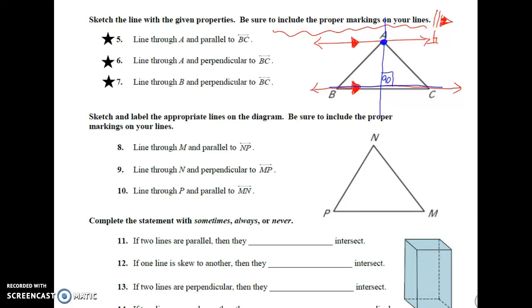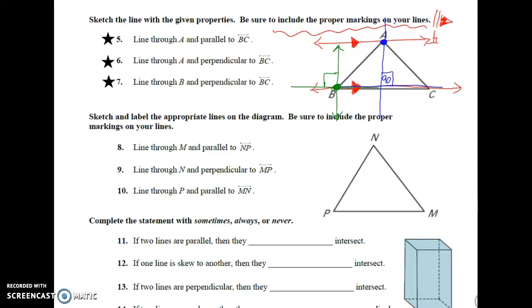The last question, number 7, says that it has to go through B. So now I'm highlighting B green, far on the left, and it has to be perpendicular to BC. So again, we have to be perpendicular to the bottom, so we're going to go straight down. And again, when we have perpendicular lines, we put that little box in the corner, and now we have things that are perpendicular.